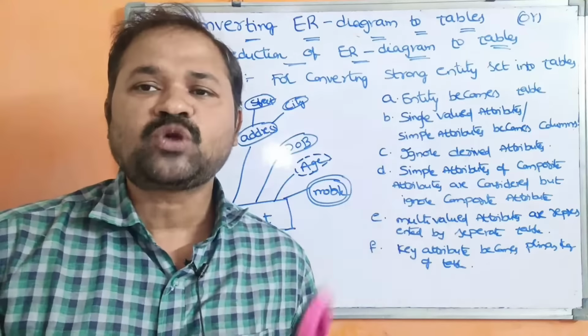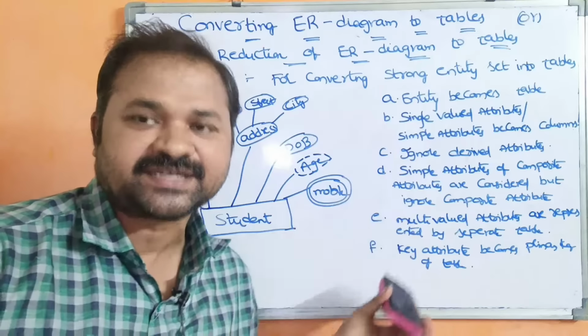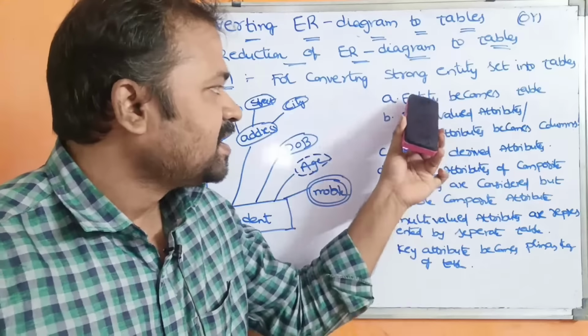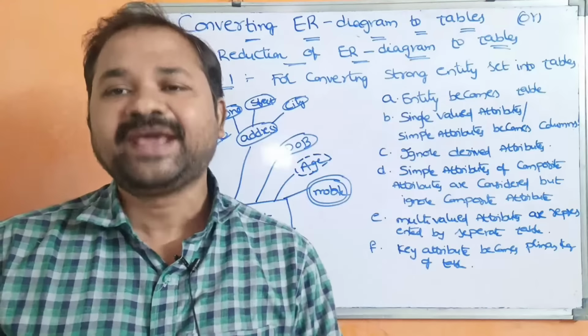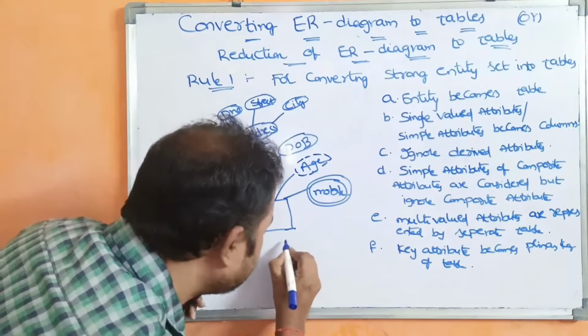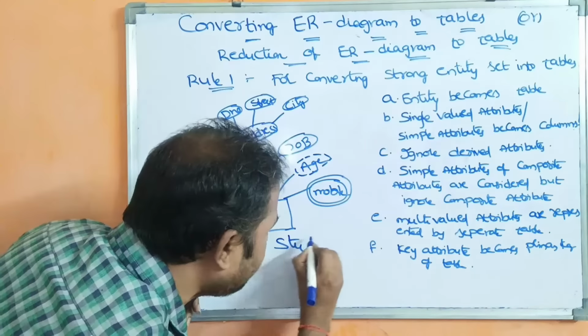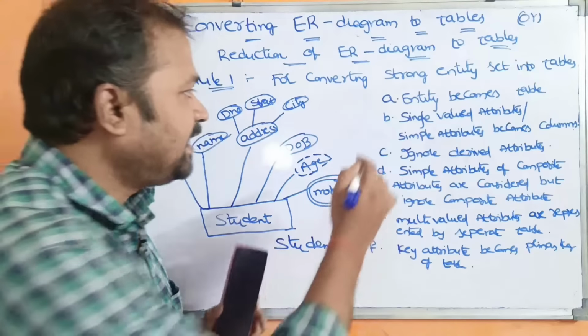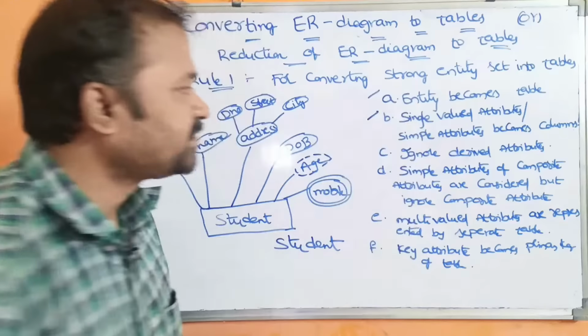Let us see how to convert this strong entity into a table. Let us see the first rule. The entity becomes the table name. Here, what is the name of the entity? Student. So student will become the table name. Let us see the second property.